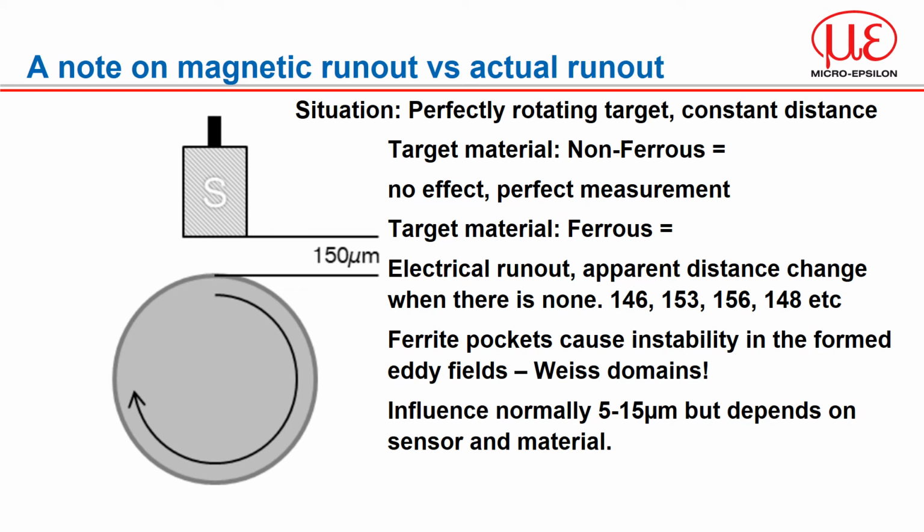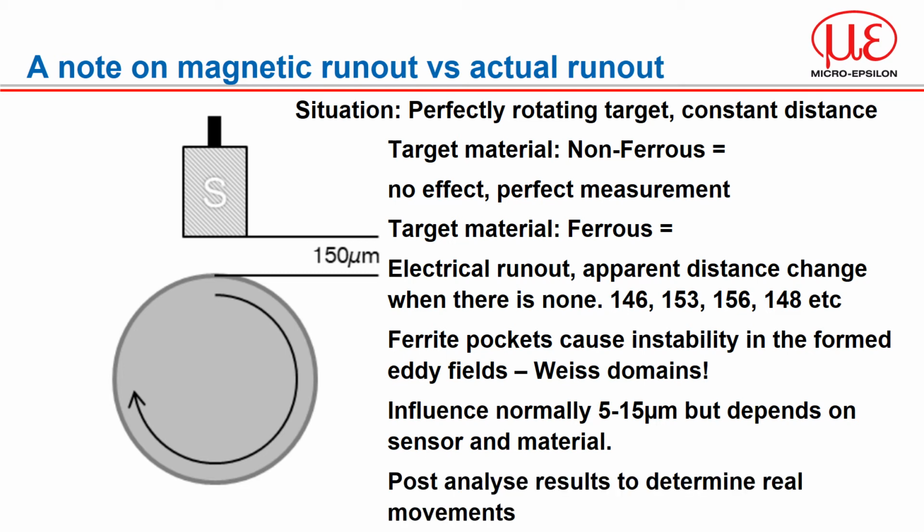Experience has shown that these are between 5 and 15 micron, but can be up to 40 micron in the worst case. However, as they are repeatable, it is possible to post-analyze the data to observe the true shaft behavior.